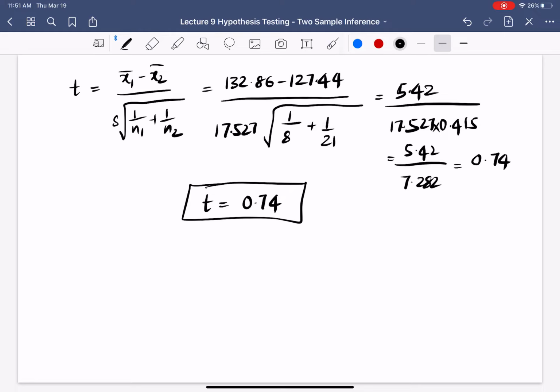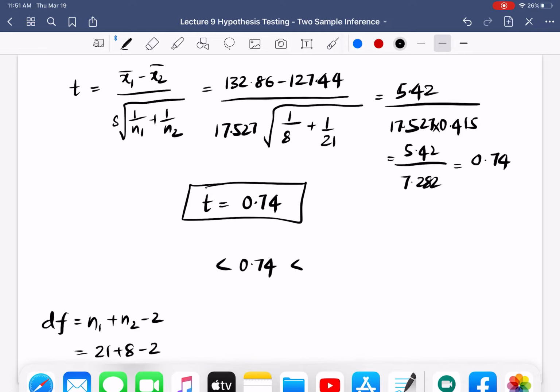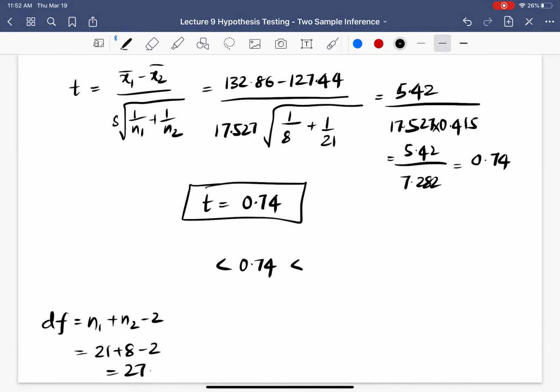Now you have the T value. Now we want to calculate the P value. So we want to see where 0.7 lies. Now we have to find the df. So df is n1 plus n2 minus 2. So you have 21 plus 8 minus 2, which is 27. So we are looking at df equal to 27.